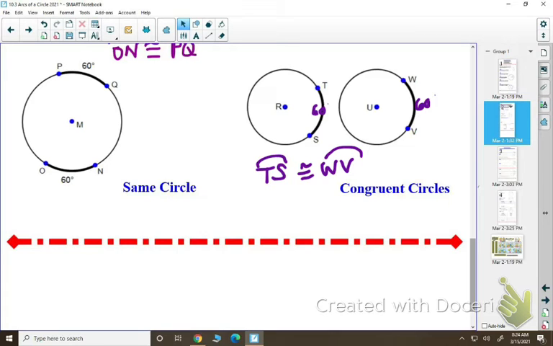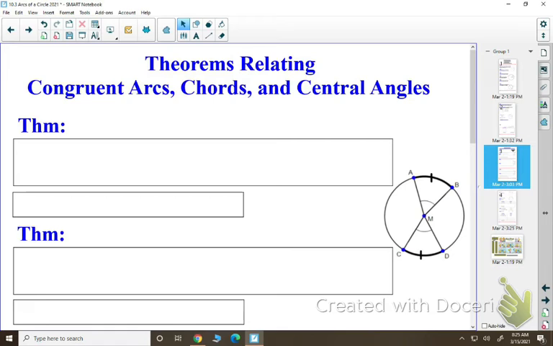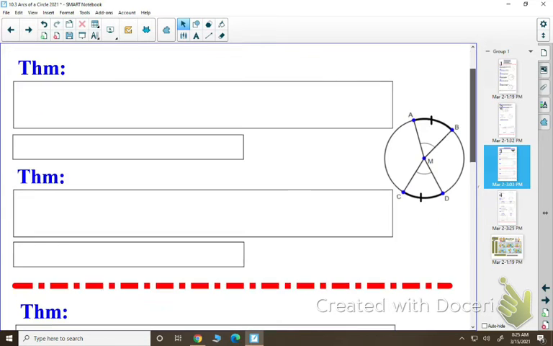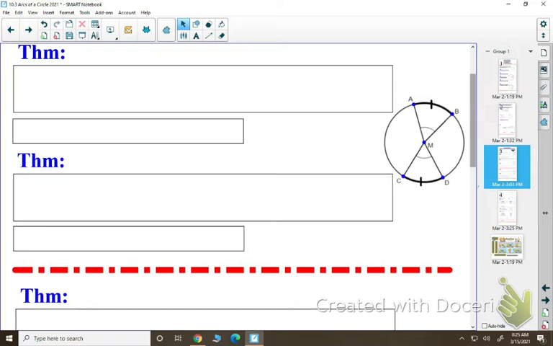Now before we try more examples, we have some theorems we need to cover that relate congruent arcs, congruent chords, and congruent central angles, and how everything is related. So we have 3 sets.